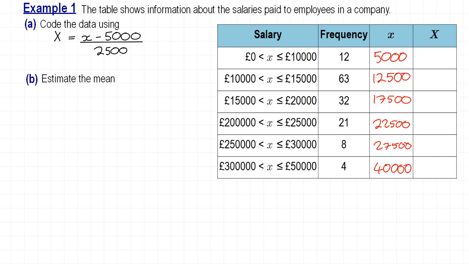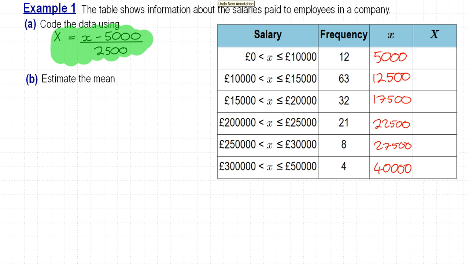Normally we would now work out the fx column, so we do that times that plus that times that, etc. But now we're going to do something slightly different. The numbers there you can see would be quite large, so we're going to use this coding formula to come up with something slightly different. So we won't be using these as our midpoints.